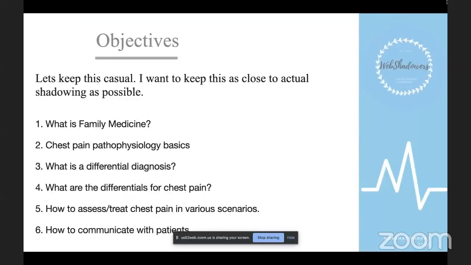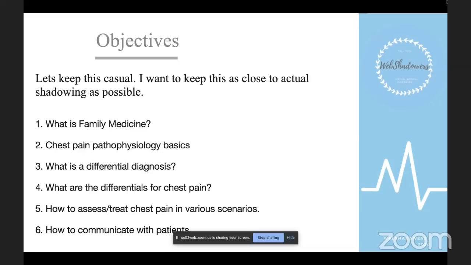So, objectives. I want to keep this casual. I'm a very casual person. That's how I approach teaching and medicine in general. I don't want to give you a lecture on pathophysiology or how to practice medicine. You're not quite there yet. I want to keep it as if you were shadowing me at work.